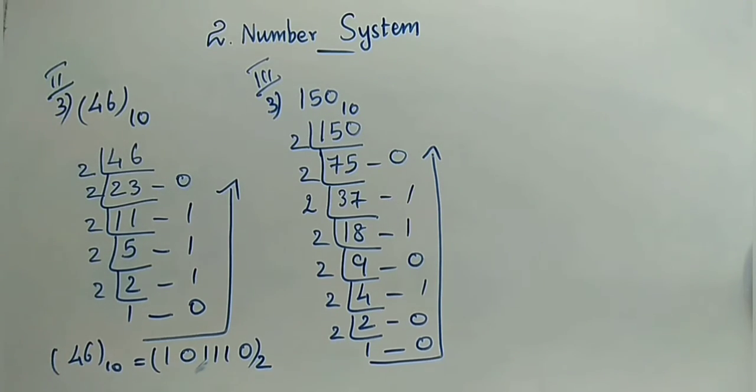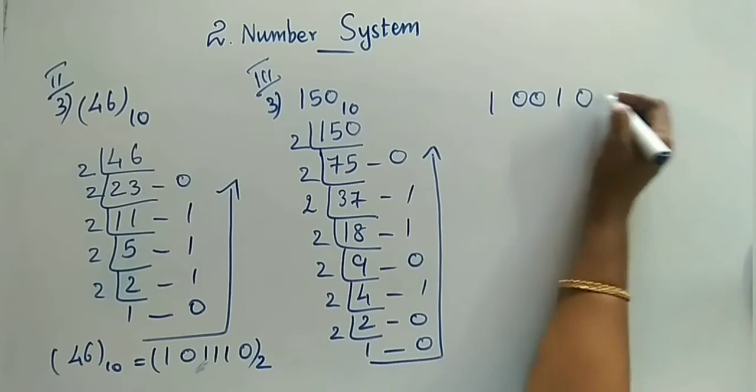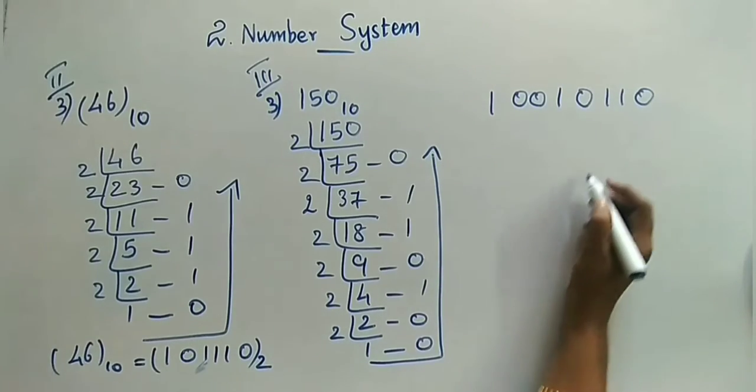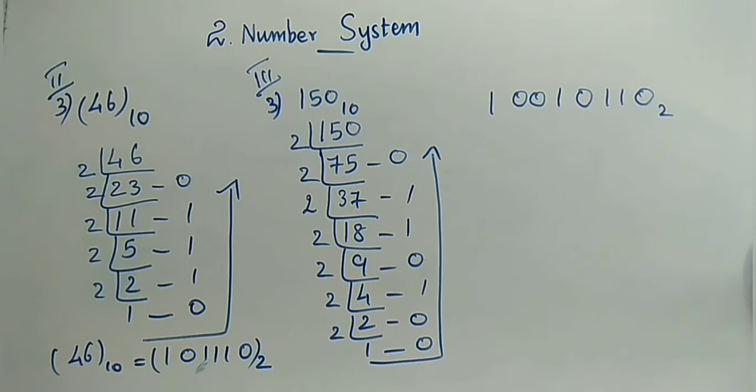First we take this value and write it. That is 1001 0110. Okay? It is your binary. Now you are going to convert this binary number to what number? You are going to convert to octal. Octal means it is base 8. For that, what do you have to do? You have to split this one into 3.